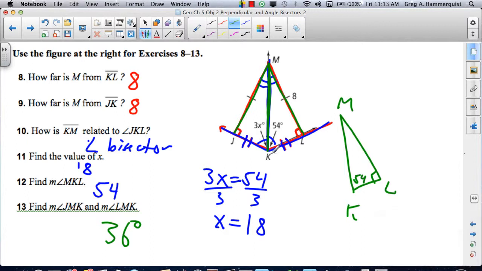All right, there you go. That's objective 2, perpendicular and angle bisectors.